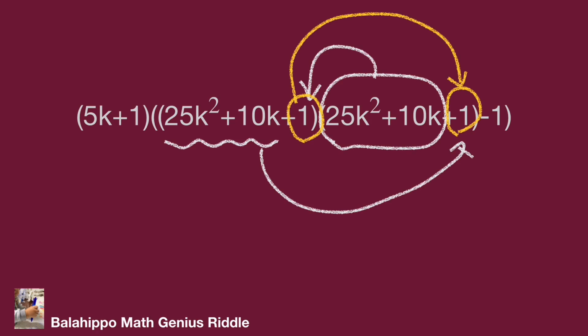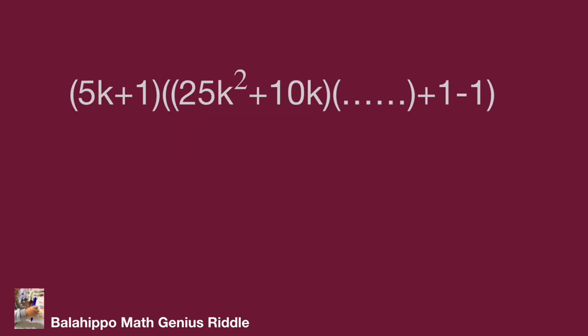Then we can get the result as (5k plus 1) times bracket (25k squared plus 10k) multiplied by (25k squared plus 10k plus 2), then the last items plus 1 minus 1. Plus 1 minus 1 equals 0. The factor is 25k squared plus 10k. 5 is the factor. That means n to the power 5 minus n has factor 5.